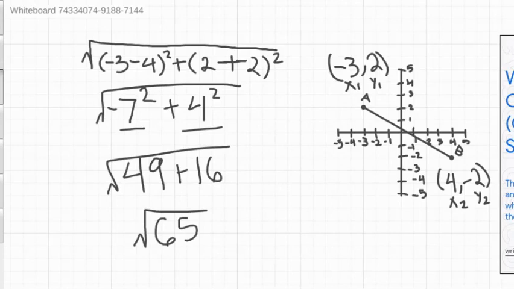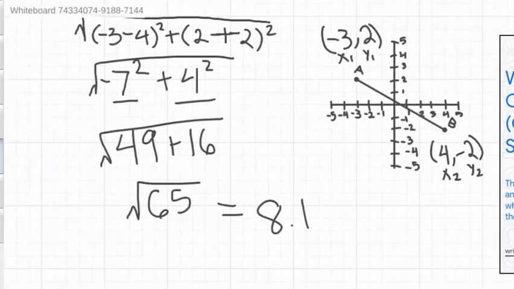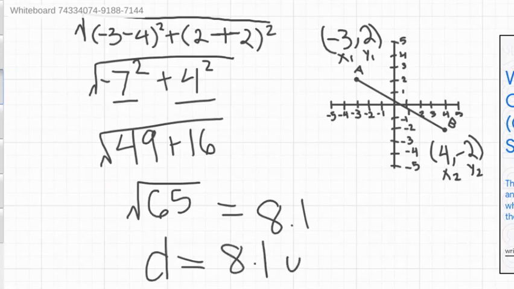So square root of 65 is 8.1. So we're going to move this, and then that's our answer. So let's move a little to get a little more space. And our answer is D equals 8.1 units.